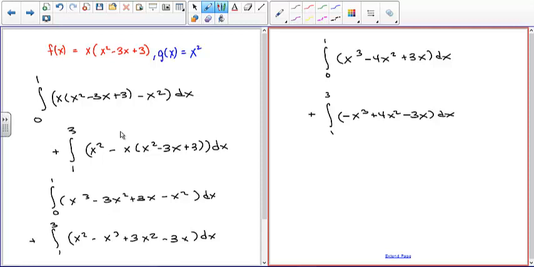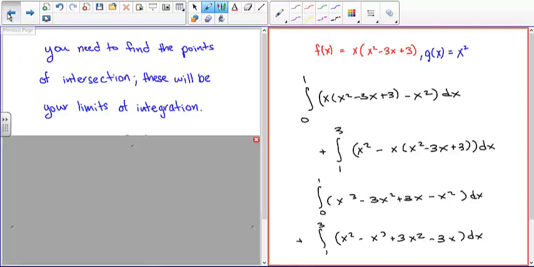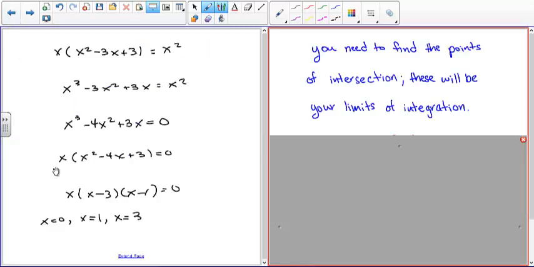When you simplify it, you get x cubed minus 4x squared plus 3x, and not coincidentally, x cubed minus 4x squared plus 3x. It's the same thing you get over here, because when you set these equal to each other, it's the same as subtracting this from that. So I already had my answer.